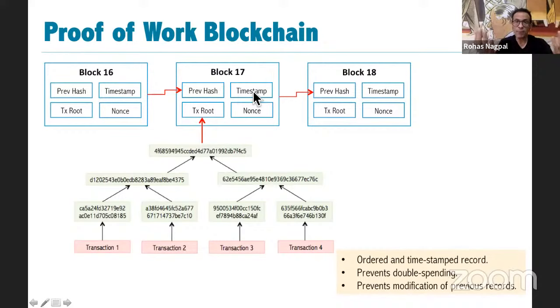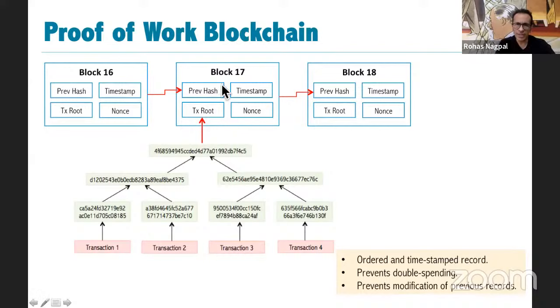Second, what is the timestamp of block 17? When was it actually mined? Then the transaction root. So let's say in this block, there were 4 transactions, 1, 2, 3, and 4. We hashed them. We did the Merkle tree. We finally got the Merkle root, and only the root is put into the header of the block.